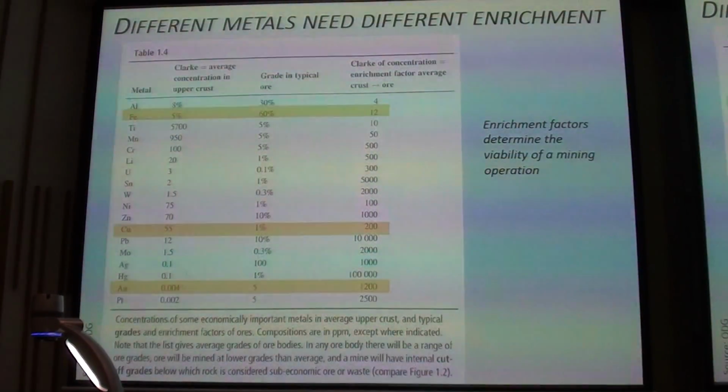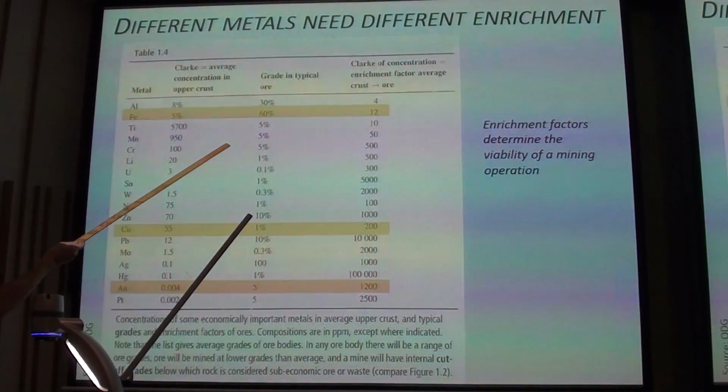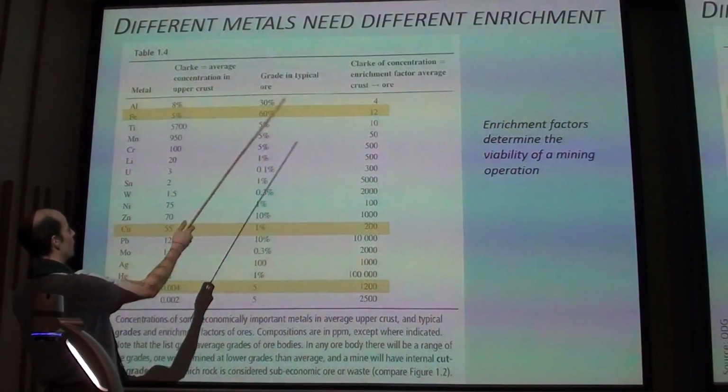Why? Well, different metals need different degrees of enrichment in order to become viable, depending on the concentration in the crust and the grade in a typical ore. So for instance, up at the top we've got aluminium and iron, which are quite abundant in the crust, and the ore minerals contain actually quite a lot of iron. So they need to be enriched by relatively small factors.